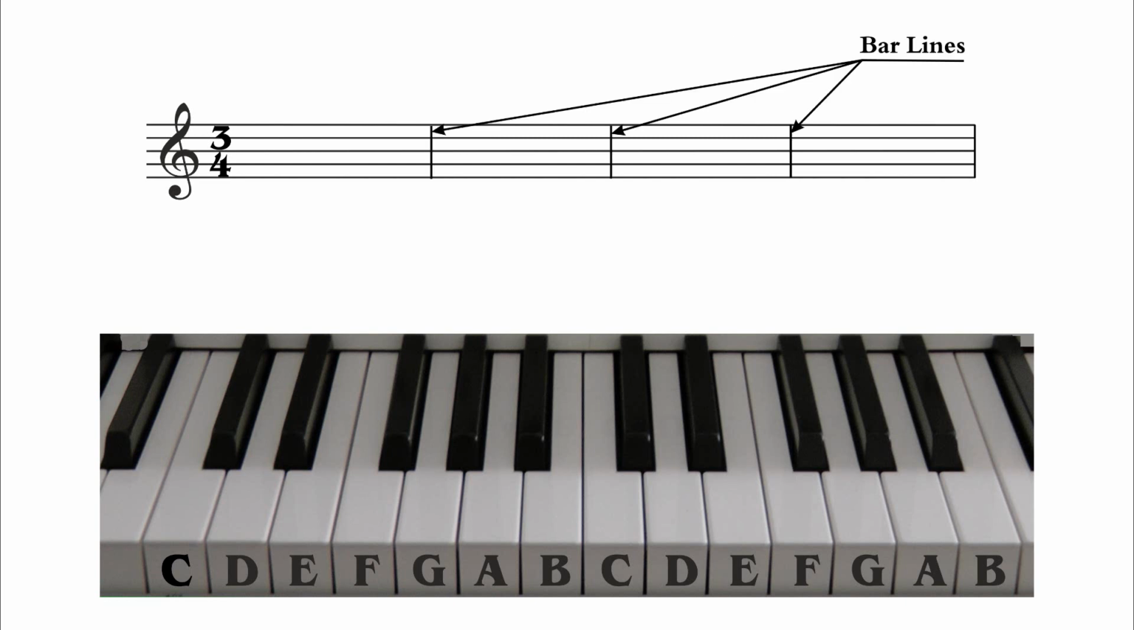The bar lines work together with the time signature, so that in 3/4 time, the bar lines will always mark the beginning and end of every set of 3 beats. In the same way, if the time signature is 4/4, every bar will contain 4 beats.